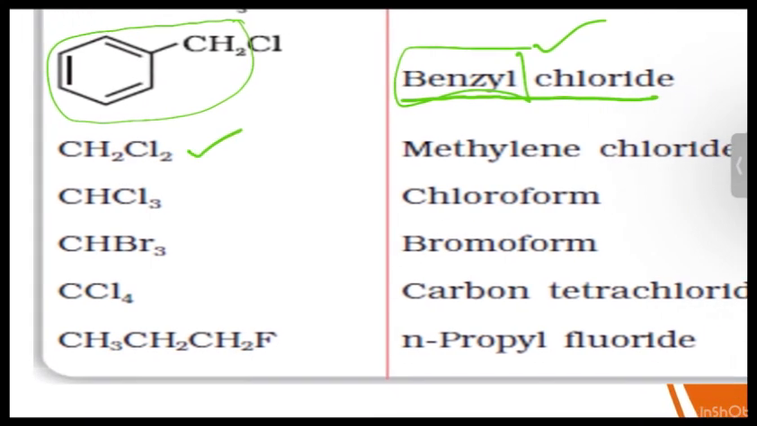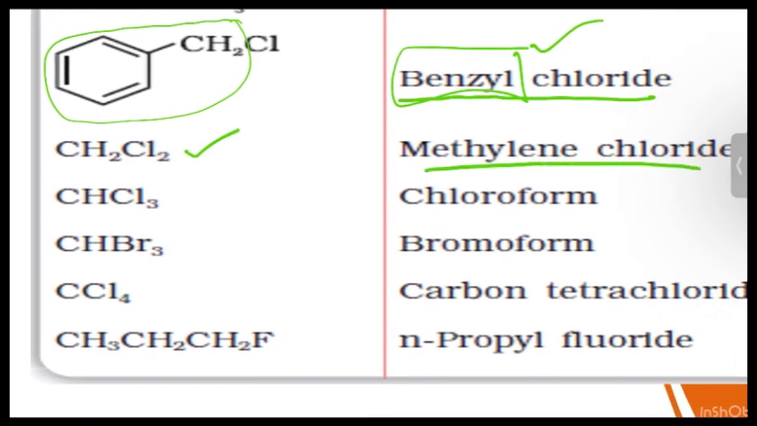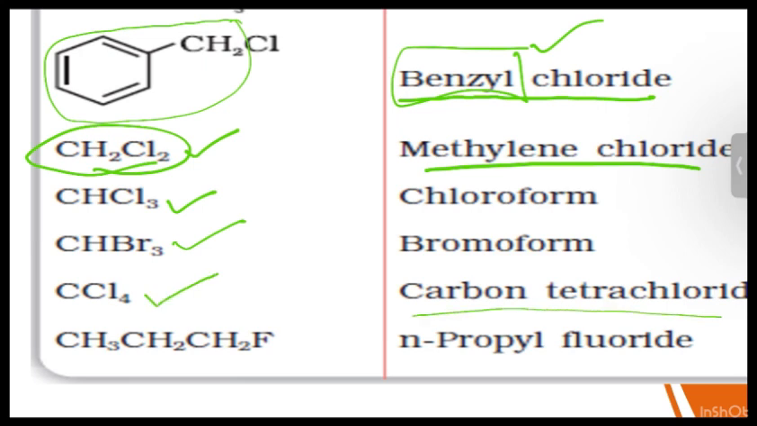Then you have this compound. This is commonly called methylene chloride, CH2Cl2. IUPAC name is easy. This is dichloromethane. This is chloroform, trichloromethane. This is bromoform, tribromomethane. This is carbon tetrachloride. This carbon tetrachloride is obviously a common name.